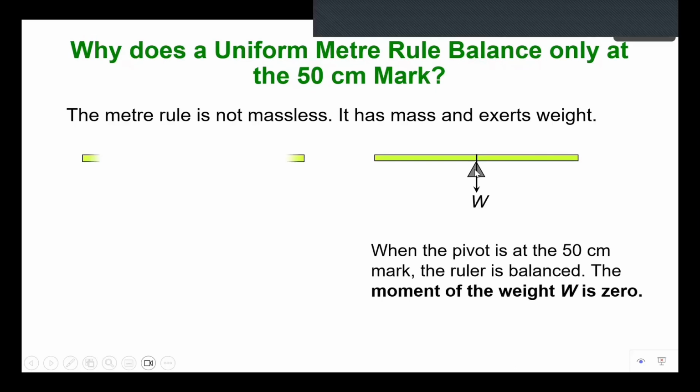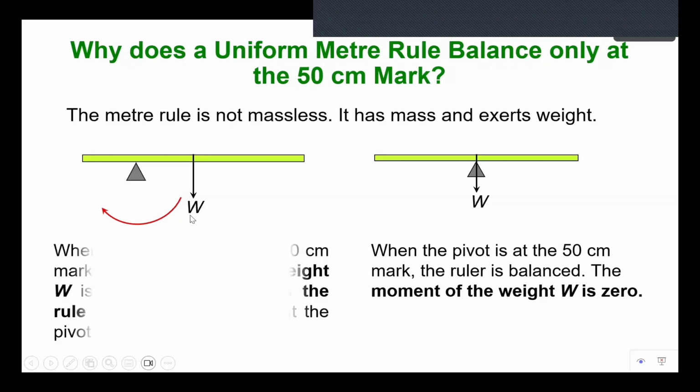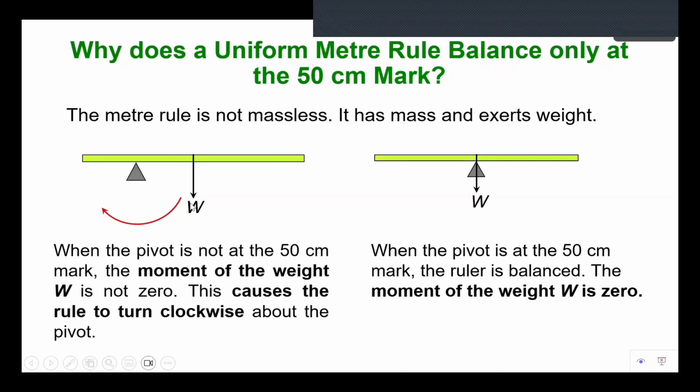And then next, if I were to shift my pivot or balance at any other position like the 20 cm mark or 80 cm mark, so I put my pivot over here, you will see that my weight doesn't change. My weight is still at the center of the ruler. And this weight will actually create a clockwise moment. And this will cause the ruler to be unbalanced. This ruler will turn clockwise in this case.